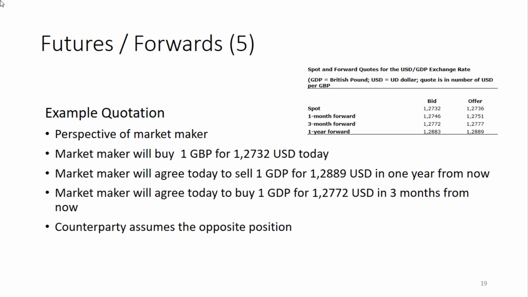And then as a third example, a 3-month contract, we agreed today. The market maker could agree today to buy 1 British pound in the future. It does it again against the low price, because it always buys against the low price. So the 3-month forward against the bid is 1.2772. Just to give you an idea of how to read this table.